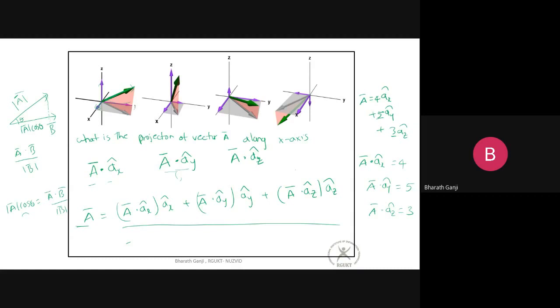Okay, someone has posted the answer. So I guess you understood this convention, what I'm trying to say here.